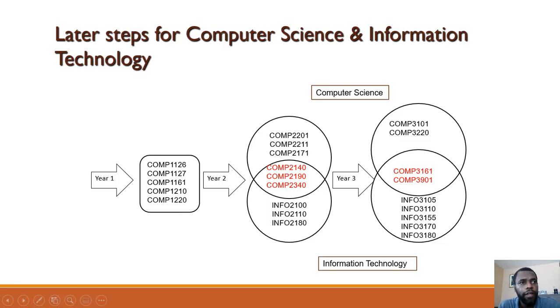And if your major is computer science, then you take the operating systems course and the artificial intelligence course, in addition to the principles of database management systems and the group project course. If your major is information technology, then you take the database course and the group project course, in addition to the 5 courses that are specified.